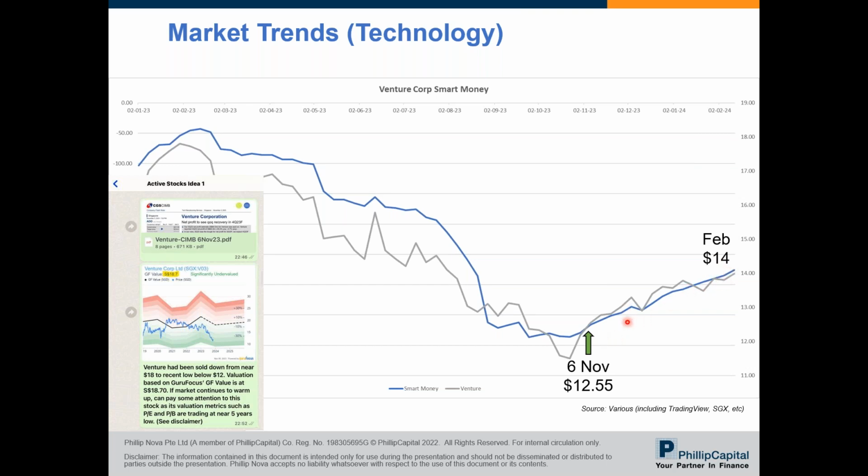So as of now, after 3 months, smart money is still buying. So at least in that sense, there should be a strong likelihood that the price of Venture Corp will continue upwards.